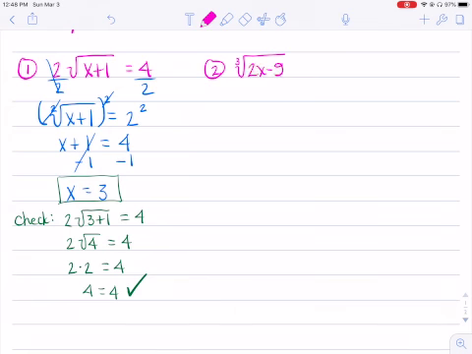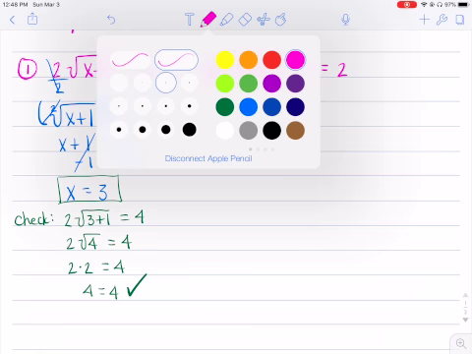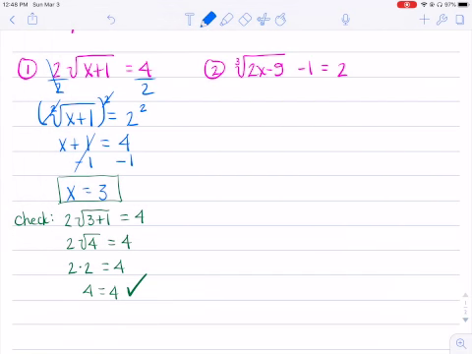2x minus 9 under the cubed root, minus 1, is equal to 2. So again, the first thing I want to do is isolate just everything that's under the radical symbol. So I want to get rid of that 1, and the way I would get rid of the 1 is just by adding 1 to both sides. This is an important step. Don't skip this step. You can do it other ways, but your math becomes a lot more complicated.